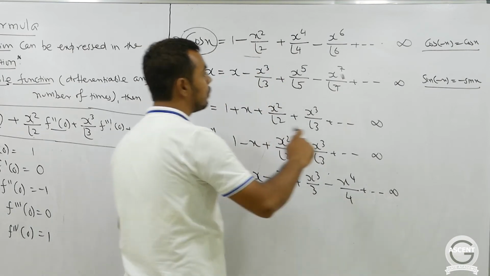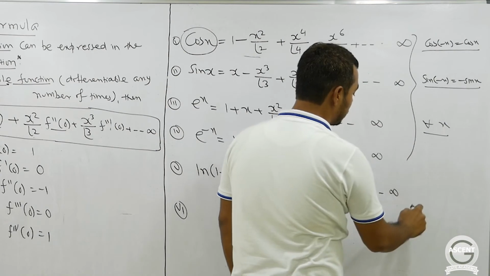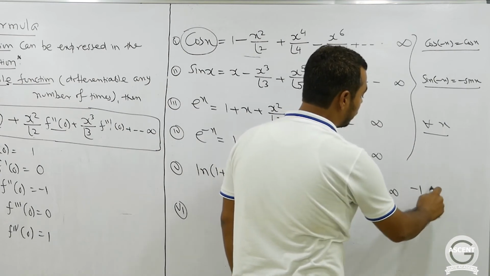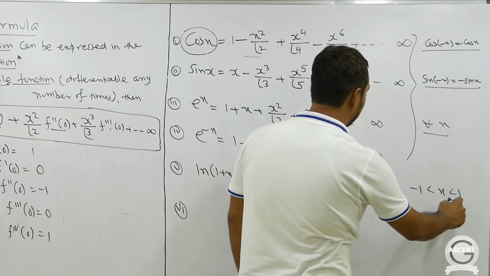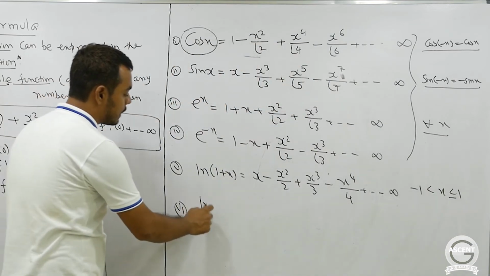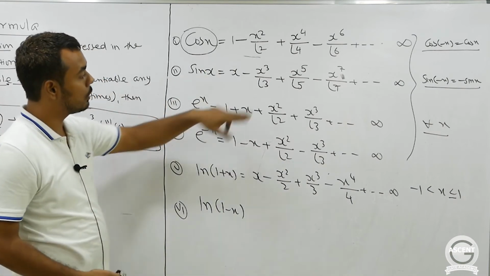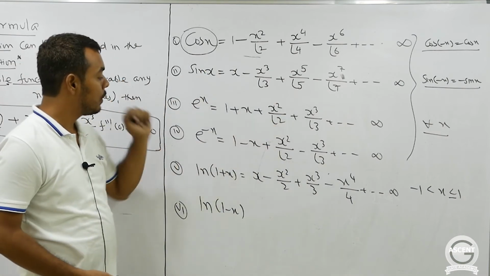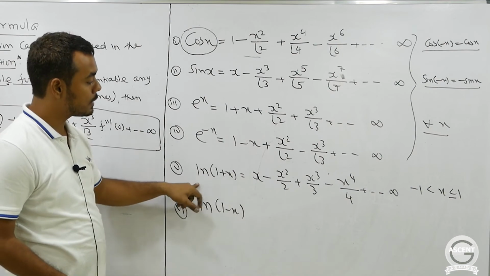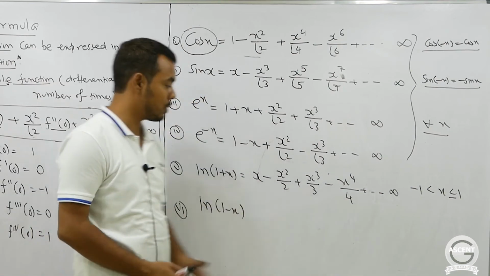Remember that the first four formulas are valid for all x, whereas this fifth formula is valid only when x is from minus 1 to plus 1. Okay, and the last one is the expansion of log 1 minus x. Remember that in all the first four formulas you have factorials in the denominator, whereas in the formula of log 1 plus x you don't have factorials. You have simply these numbers 2, 3, 4 and so on.